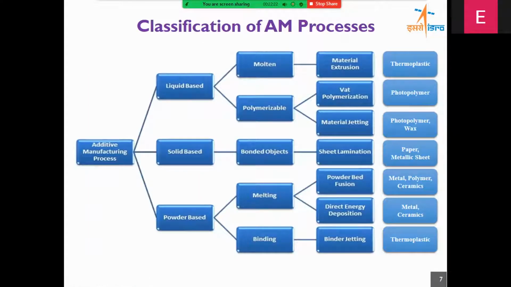So coming to the classification of additive manufacturing processes, these are the main classifications: liquid based, solid based, and powder based. In the case of metal additive manufacturing, we are mainly concentrating on powder based technologies or wire based technologies, which again have to undergo either melting or binding. Under melting, you have powder bed fusion and also directed energy deposition. And in binding, there's a technique called binder jetting. Although this does not find widespread application in aerospace, I have just listed it here for the sake of completion. We will mainly concentrate on metal additive manufacturing, for which these are the two basic technologies.